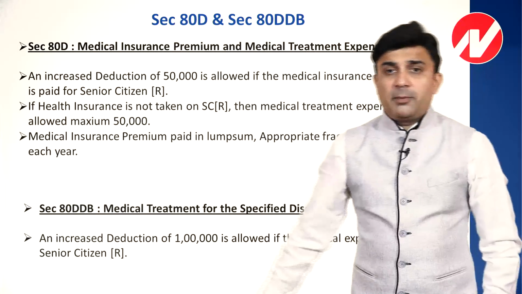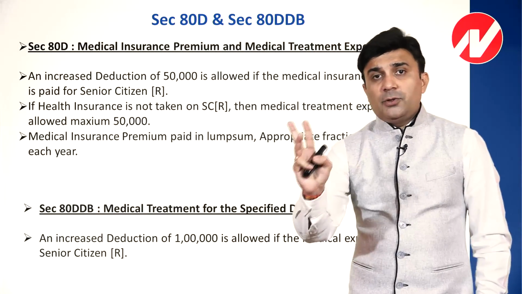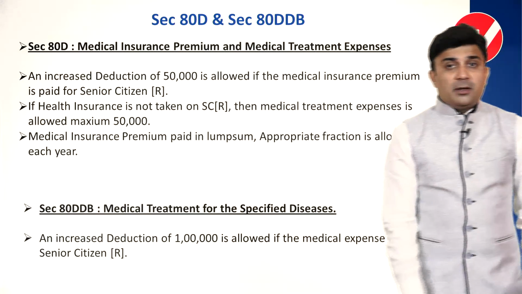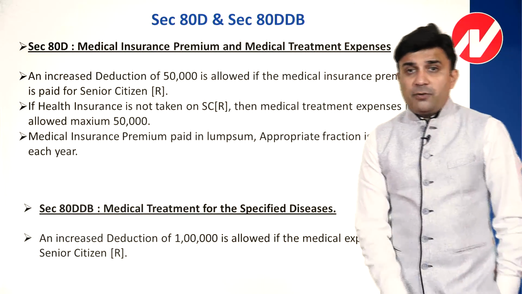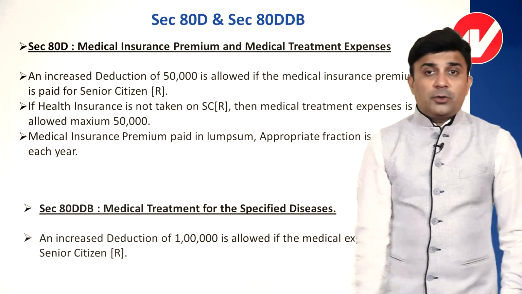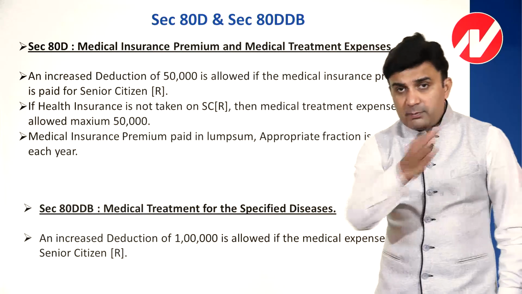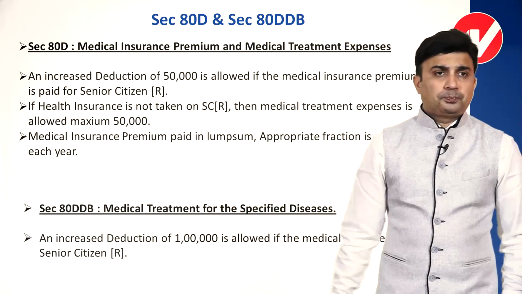To overcome the same, the government has said that if you have paid 60,000 for 3 years, the appropriate fraction will be allowed every year. That means I will be able to get 20,000, 20,000, 20,000 over 3 years. It would be allowed on due basis, the prepaid one, you can do here also.